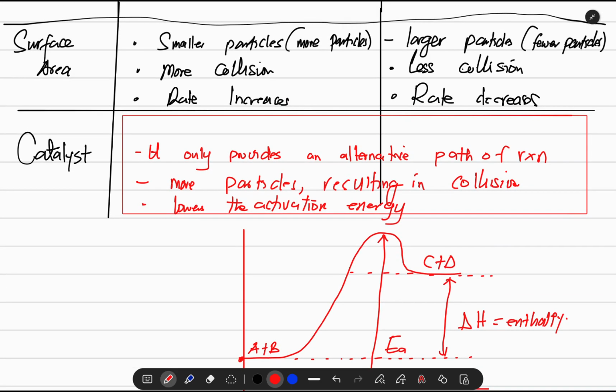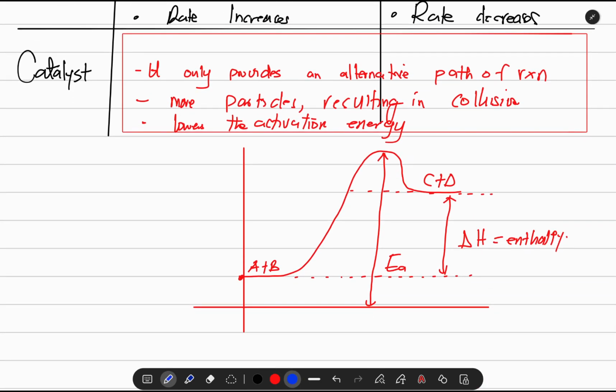So now, for the catalyst, a catalyst will come and say, I'm going to provide you a lower activation energy. Have you seen from there to there? This is lower than that one. Meaning, if a catalyst lowers the activation energy, it means you have more particles, more collision, and hence the rate of reaction does what? Increases automatically. That's what a catalyst does.